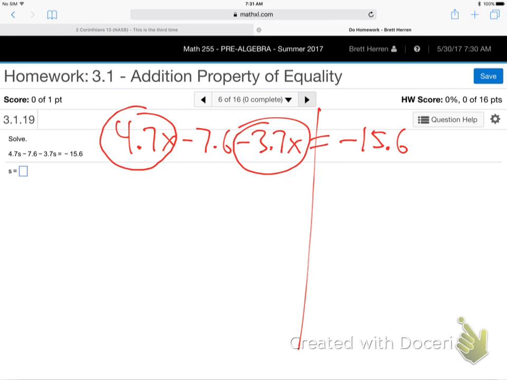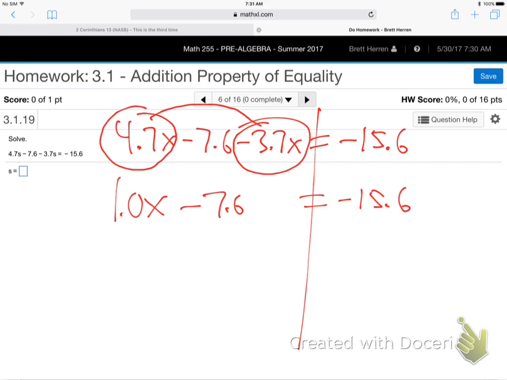It doesn't matter that there's a 7.6 between those two guys. Those two x's are going to subtract each other, right? Because they're on the same side of the wall. They're both on the left side. So you can rearrange the order if it bugs you. You don't have to. I'm just going to subtract them right now. 4.7x take away the 3.7x is what? 1.0, or just 1x.